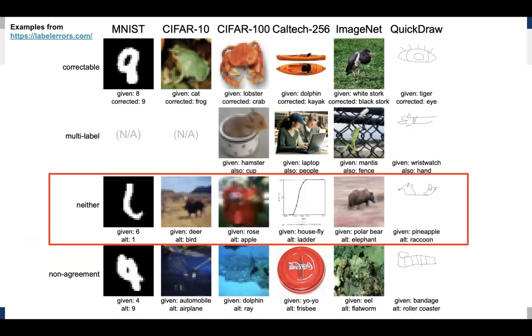We also have these examples here in the second to last row, where the Mechanical Turk workers really decided neither of the given or alternative label would be appropriate for this example. And here, for example, in CIFAR-100, you see this image of two monks. The given label was rose for that, which is obviously incorrect, but also the machine learning model we had trained gave a totally incorrect prediction of apple. And so really the Mechanical Turk worker, when looking at this, just says, yeah, neither of these apply.